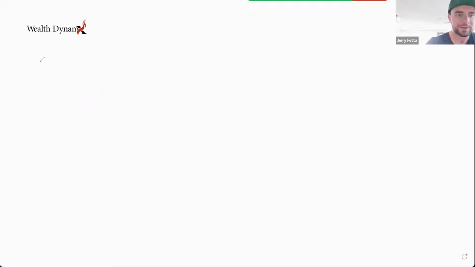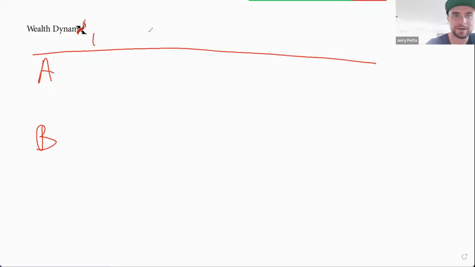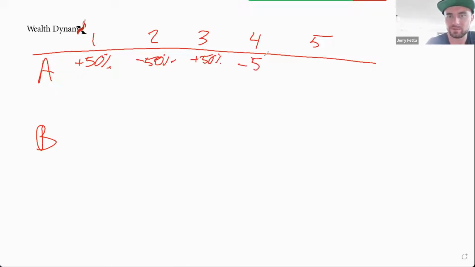Now, I want to give you an illustration on investing, right? So let's say that we've got two investments. We've got investment A and we've got investment B, okay? And we've got a 5-year time horizon. We've got year 1, year 2, year 3, year 4, and year 5, right? Now, let's say that investment A grows like this. It does 50% in year 1, loses 50% in year 2, does 50% in year 3, loses 50% in year 4, and it does 50% in year 5 over a 5-year period, okay?